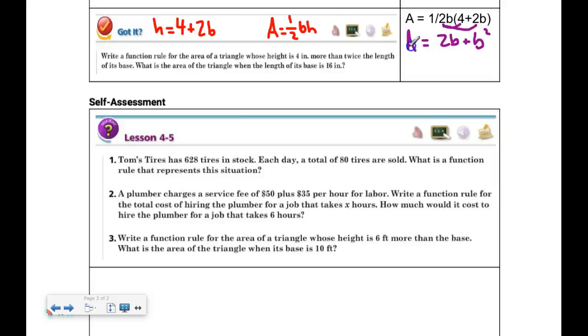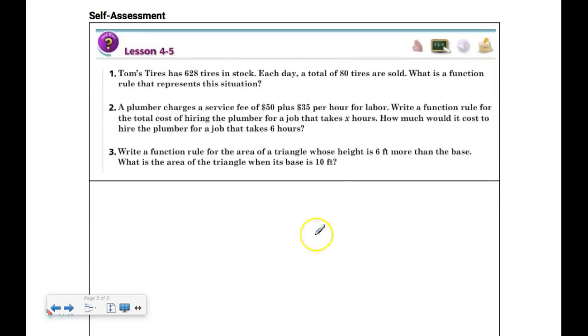And then if you substitute 16 in there, 16 squared is 196, I believe. 16 times 2 would be 32. Add those together, and that's where the 228 comes from. Okay? Questions about that, go back and review. Otherwise, you are free to try the self-assessment on your own, and then come back when you're ready to check answers.